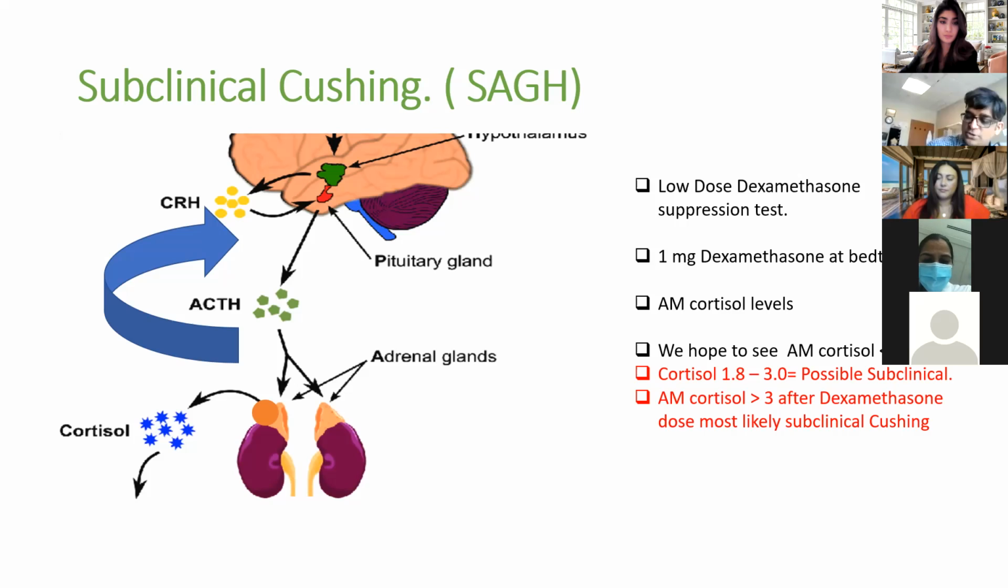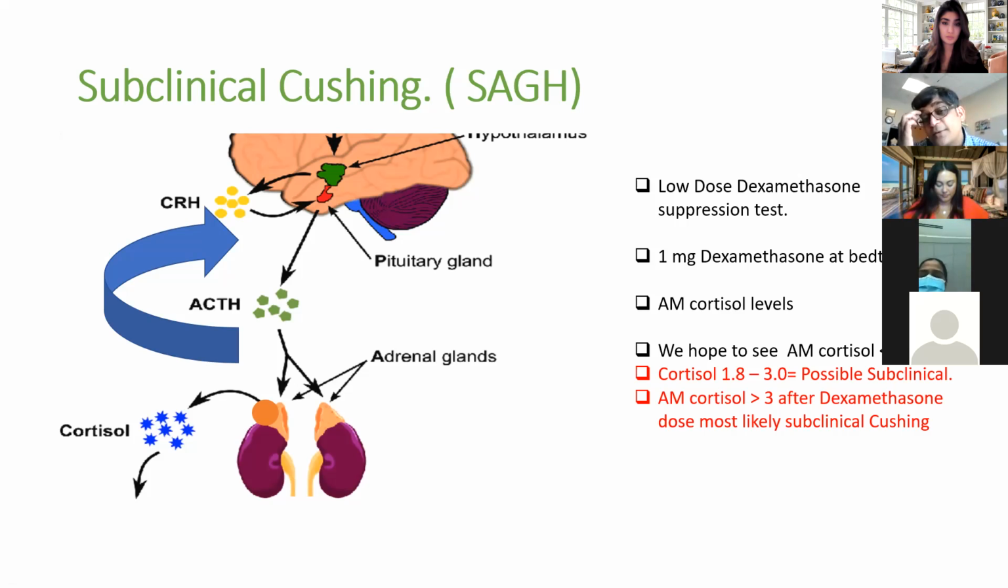So again, the patient needs to take the pill at night just before bedtime, and the pill is Decadron or dexamethasone. And then in the morning after 8 a.m., and this is important because the cortisol level peaks in the morning, the patient will go to the lab and have a cortisol level checked.